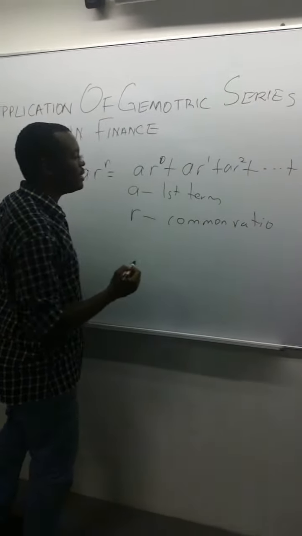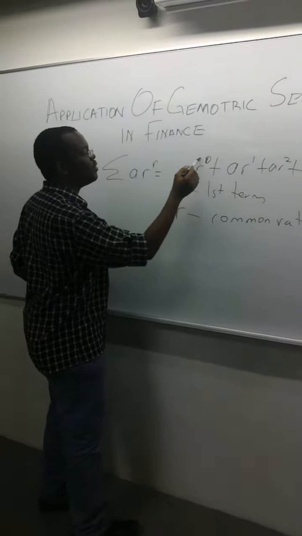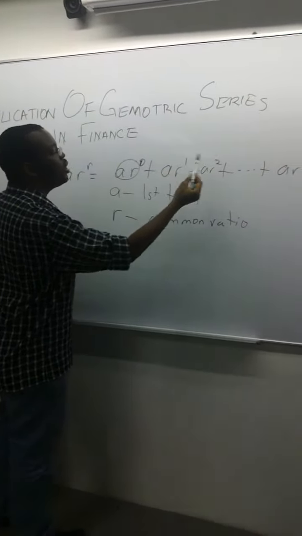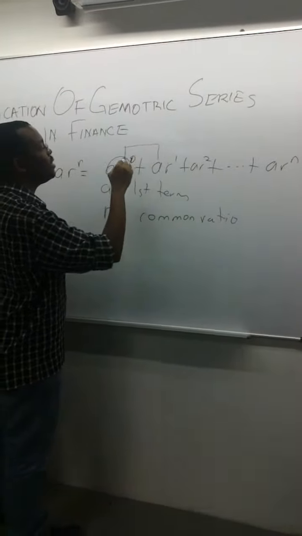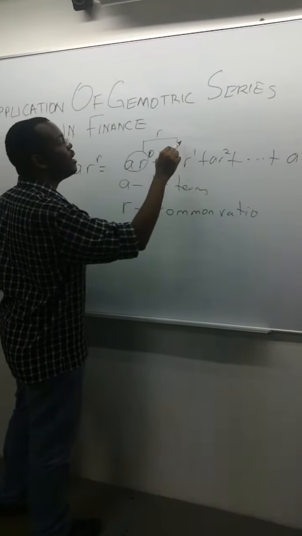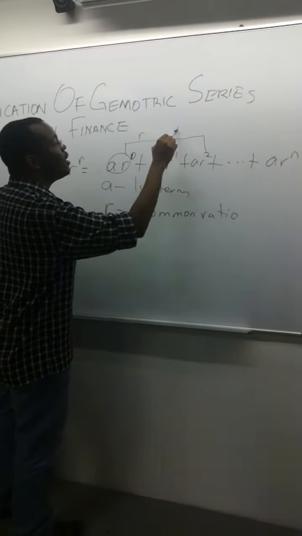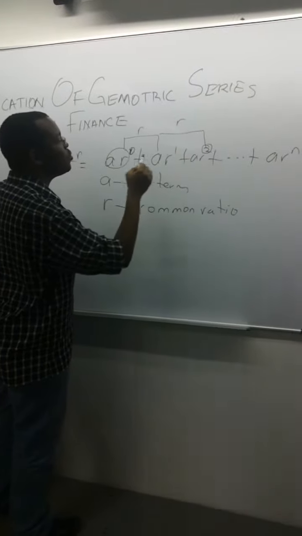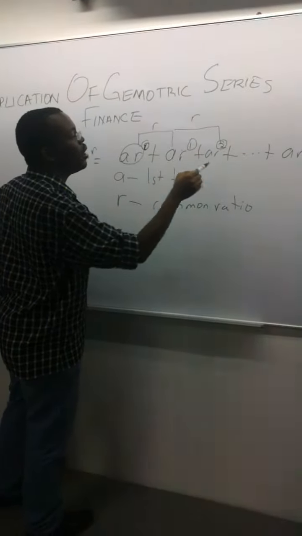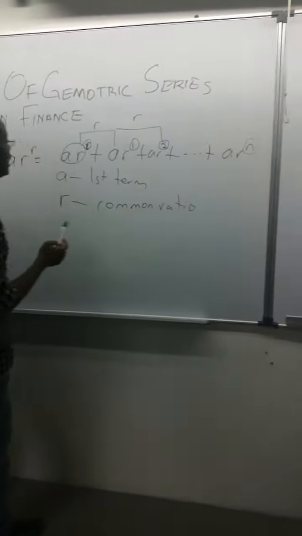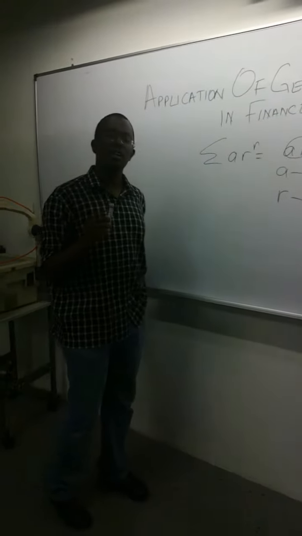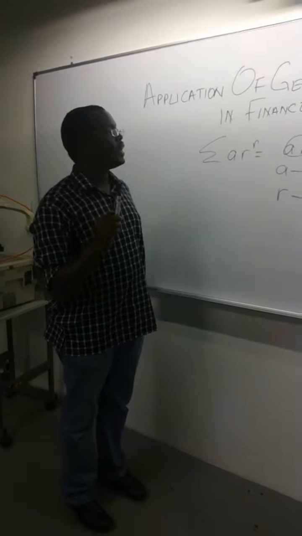So the whole idea is that if we keep applying every single term to the common ratio, we know that the difference between this term and this term is r. So we keep multiplying by r, and the power of r keeps changing until the power n. Now we are going to apply the same fundamental to finance.